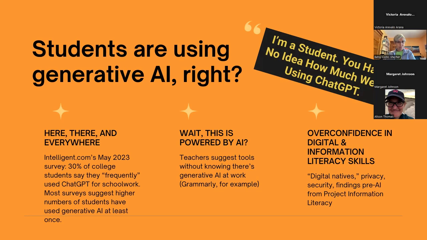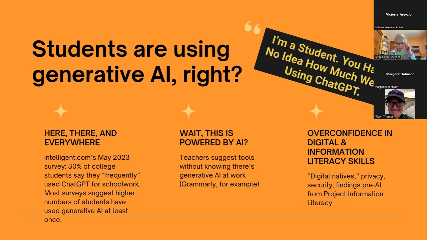Most of the surveys that I'm reading are between spring 2023 and fall 2023, so it still feels old now. We'll probably see another round of surveys in fall 2024. In spring 2023, 30% of college students in the intelligent.com poll said they frequently use ChatGPT. Many surveys from fall 24, including one conducted by Turnitin, a yearly survey, said 50% plus students have used ChatGPT or other generative AI tools at least once. So we're seeing that students have really become, I wouldn't even say familiar. They know it's there and they've used it or at least taken the time to do something with it.